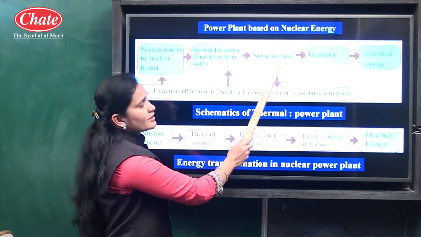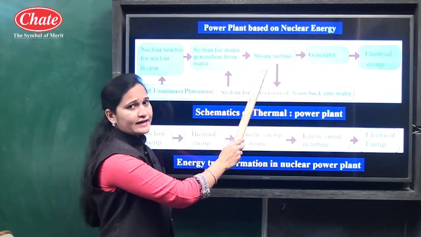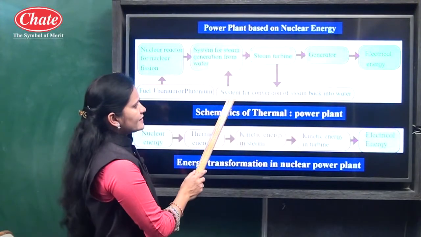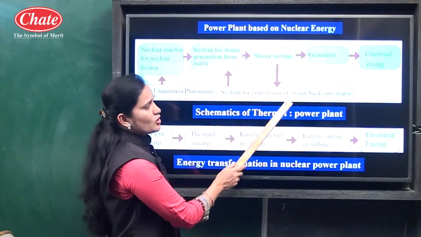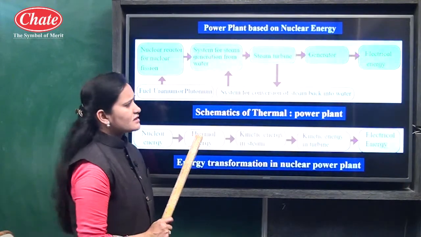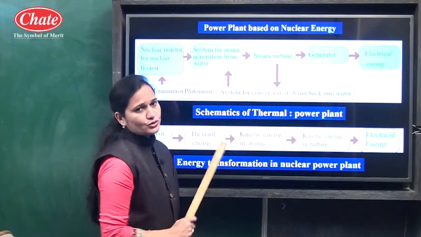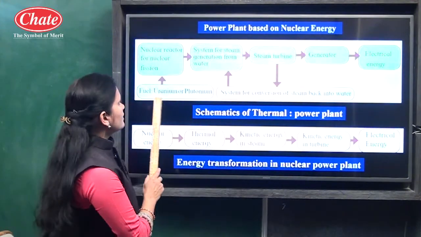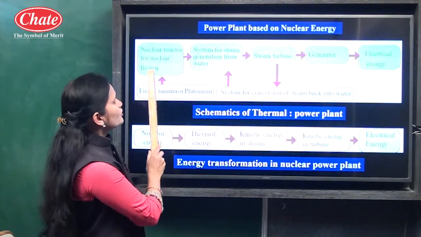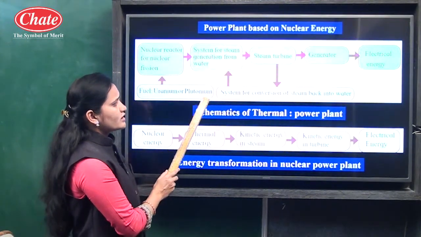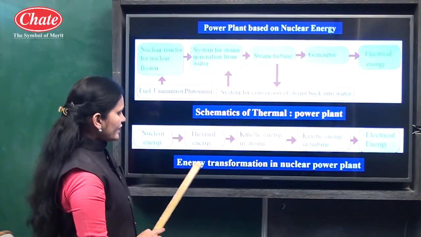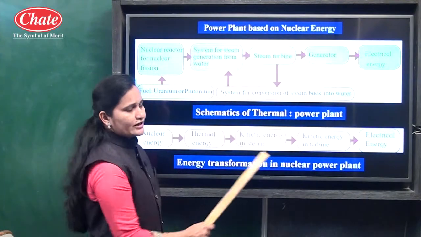Okay, in the turbine, which type of energy is released? Kinetic energy, which gets converted into electrical energy. And there is a system for conversion of steam back into water. By using the condensation method, we can convert the steam into water. Here, as a fuel, which two atoms are useful for nuclear fission? Uranium or plutonium.